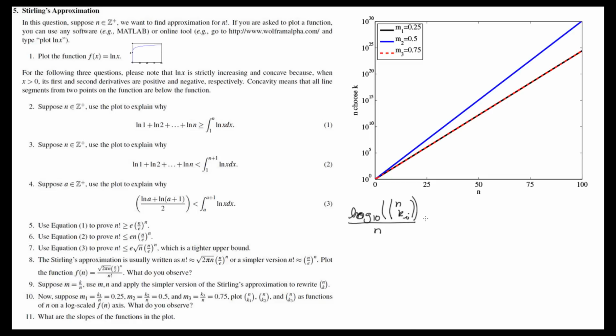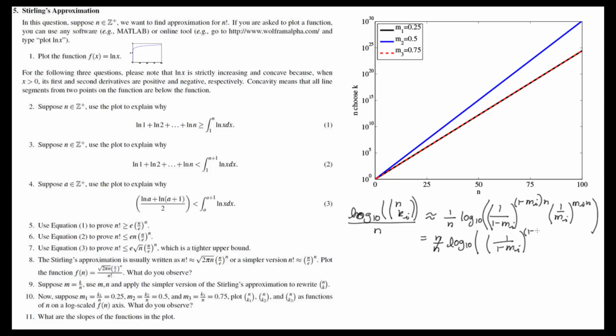Slope is rise over run. So this will be approximately, we'll pull out the 1 over n, and this will be log 10, and using our previous results, of 1 over (1 minus mi) to the (1 minus mi) times n, times 1 over mi to the mi times n. If we pull out the n, we get an n coming out of this logarithm because everything inside is to the power of n, so we can pull that out. We also have an n over n, so this will just cancel. And we have log 10 of the stuff that's left, so 1 minus mi, and mi.